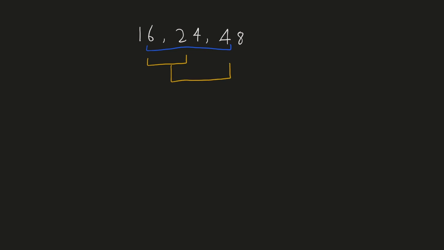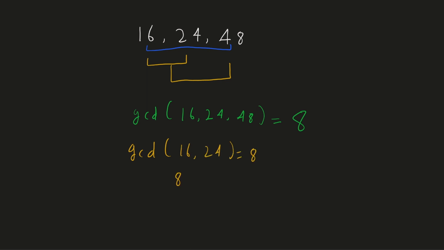Let's try this out on this example. You can check that the GCD of these 3 numbers is 8. GCD of 16 and 24 is 8. And GCD of 8 and 48 is also 8.